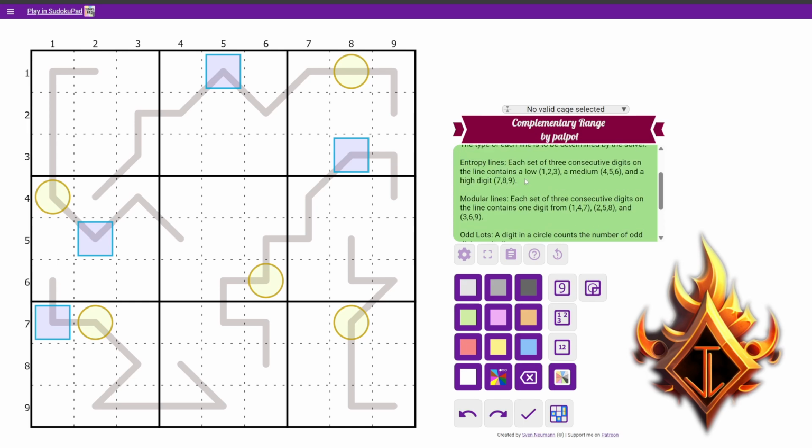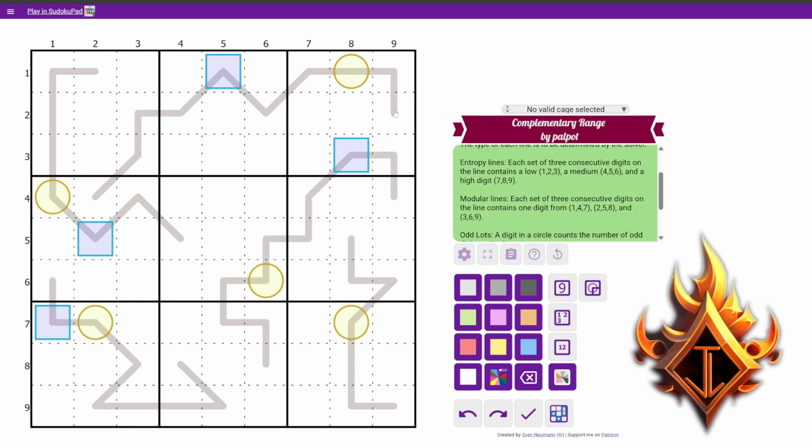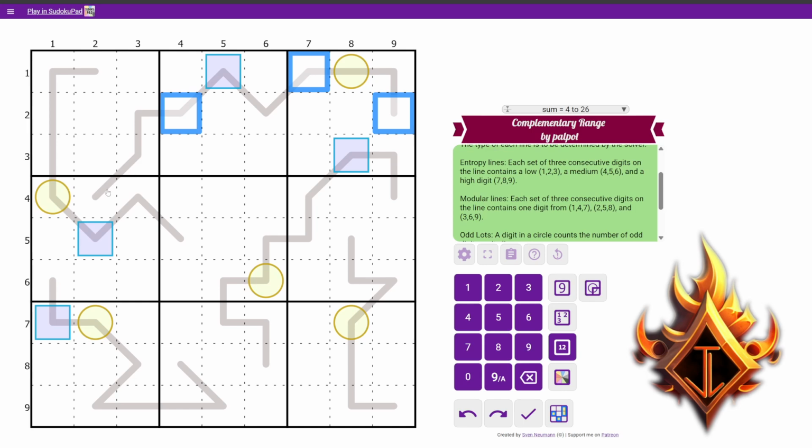Entropy lines are each set of 3 consecutive digits on a line contains a low, a medium, and a high. Modular lines are each set of 3 consecutive digits on a line contains 1 digit from 147, 258, and 369. So whichever one they are, whether it be entropy or modular, this one will be the same type as that one, will be the same type as that one, etc. Because they're both going to skip 2, basically.